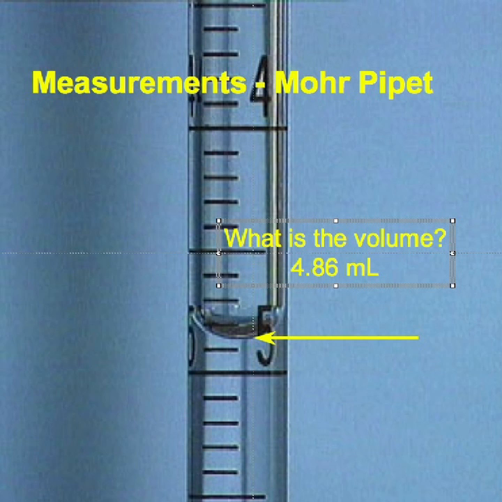Pipettes are used to deliver volumes of liquid into a solution. We can see first that this pipette is graduated from top to bottom, not bottom to top as we have in many cases. We can also see that it's graduated to the nearest tenth of a milliliter. Therefore, we have to measure to the nearest 1/100th of a milliliter. We can see that the volume in the pipette comes up to 4.86 milliliters.